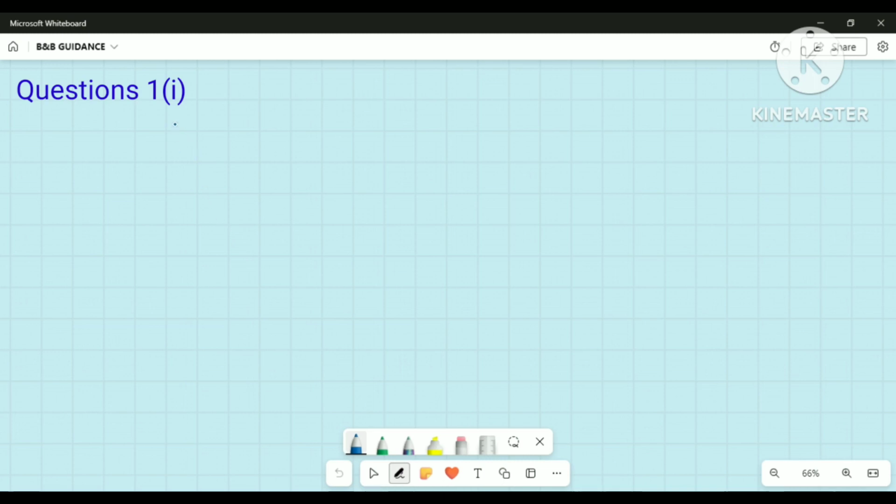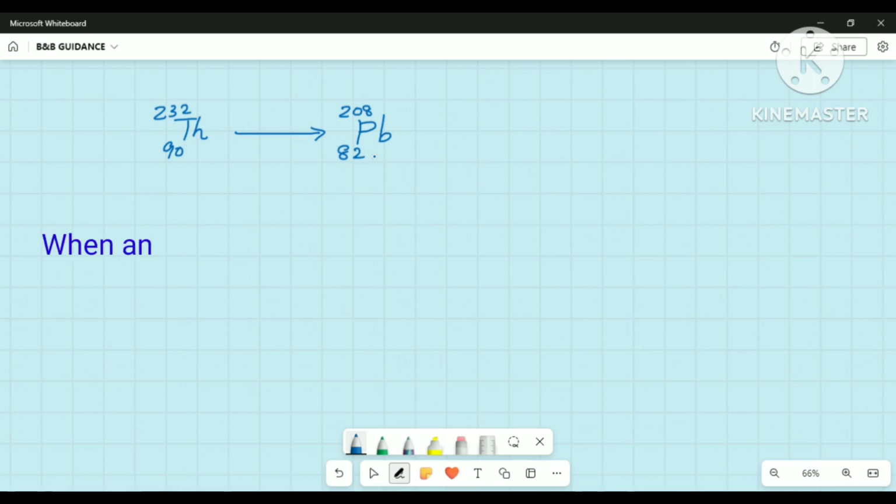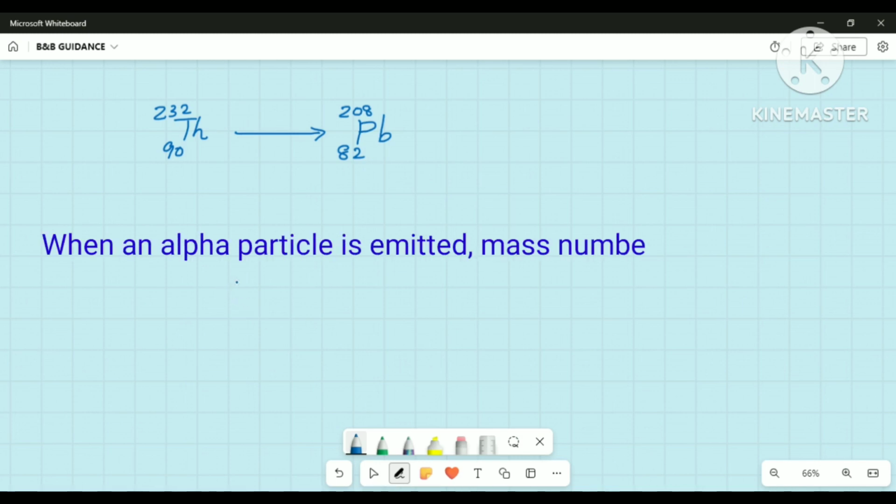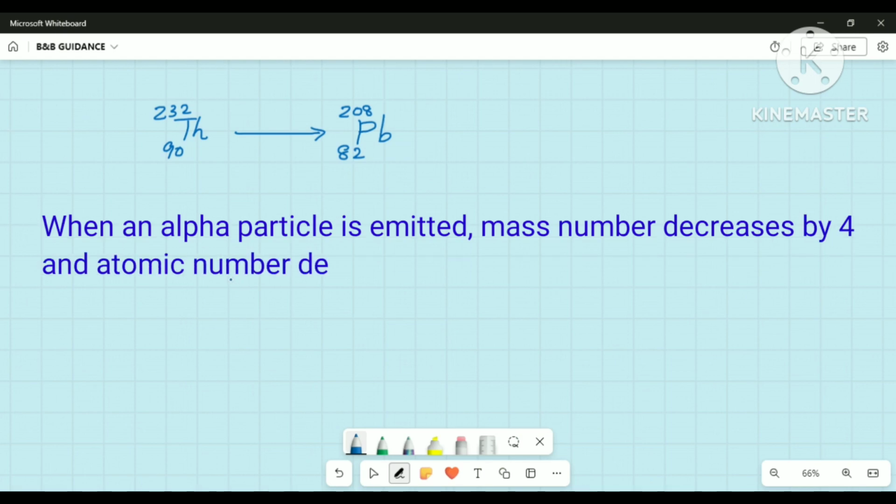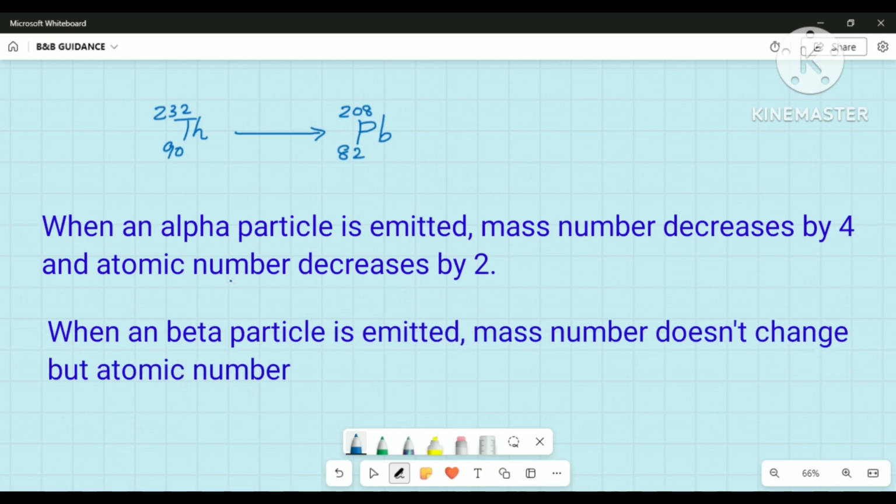As per the question, thorium undergoes disintegration to form lead. Mass number of thorium is given as 232 and that of lead is 208. Atomic number of thorium is 90 and that of lead is 82. We know that when an alpha particle is emitted, mass number decreases by 4 and atomic number decreases by 2. When a beta particle is emitted, mass number does not change, but atomic number increases by 1.